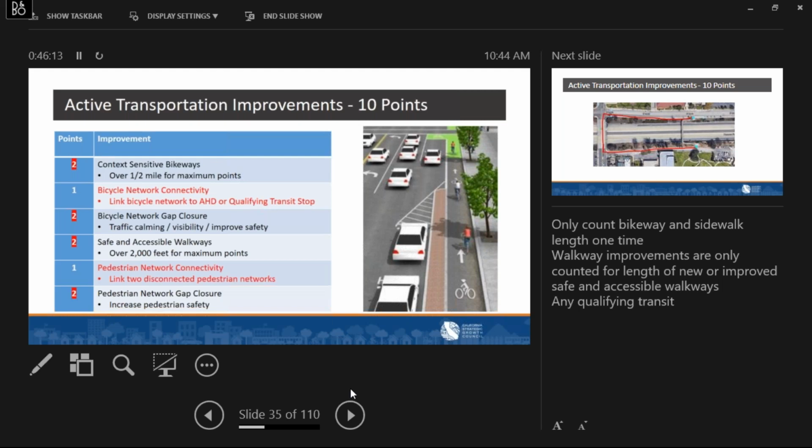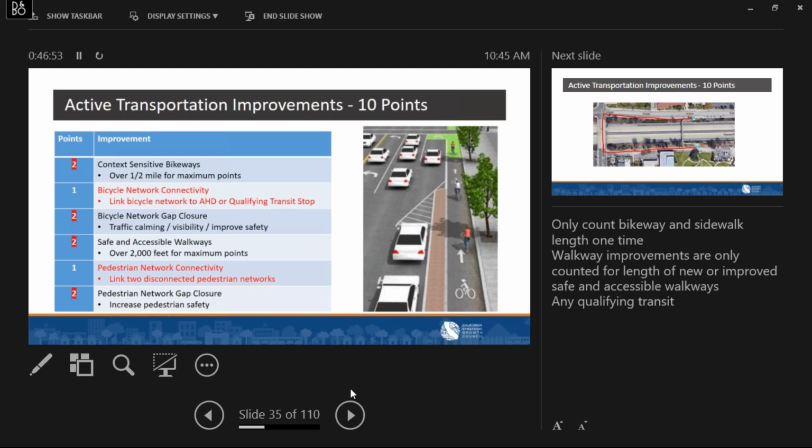Safe and accessible walkway improvements. This is now eligible for 2 points rather than in previous rounds where it was 3 points. So any project that proposes over 2,000 feet in safe and accessible walkways is eligible for these 2 points. 1,000 feet to 2,000 feet is eligible for 1 point. And please refer to our guidelines for how these safe and accessible walkway distances are measured, as there are distances eligible just for replacement or improvements of sidewalks and not necessarily brand new sidewalks.